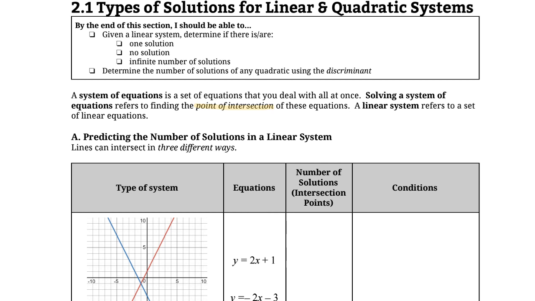In grade 9, we looked at how to graph linear equations, and when we graphed, we were able to identify where the two lines intersected. A linear system refers to a set or a pair of linear equations. So in this first part, we are going to focus on predicting the number of solutions in a linear system. We're not actually going to solve for where the two lines are intersecting. We're going to leave that for the next two lessons. But today we're just going to predict how many points of intersection a linear system can have.